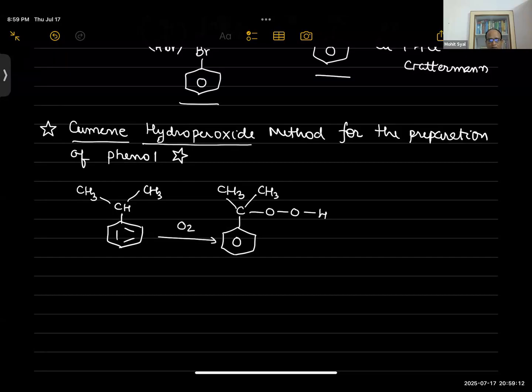You react it with O2 in the presence of light or heat, and this oxygen gets attached to this carbon, and then H is attached. So from cumene you get a peroxide which has cumene on one side and hydrogen on the other, so cumene hydroperoxide. I hope this is clear to all of you.